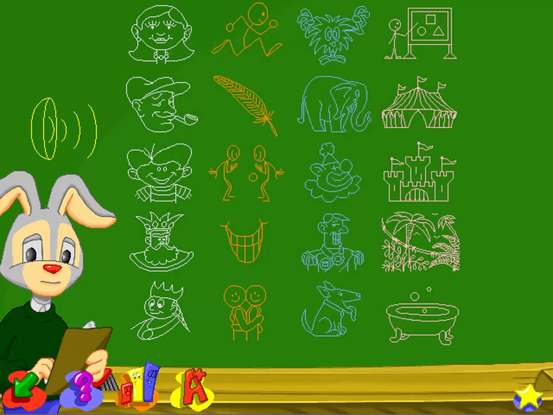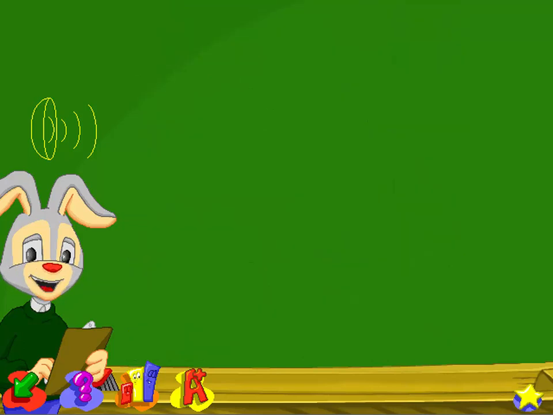Welcome back to the chalkboard. Listen carefully to the sentence I'm about to say. Then choose the pictures on the chalkboard that go with the sentence. I can help you out. Just click on me and I'll repeat the sentence. Ready? My friend played with a clown in the classroom. You win!